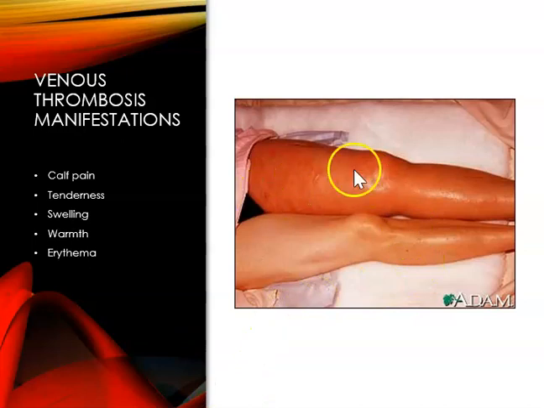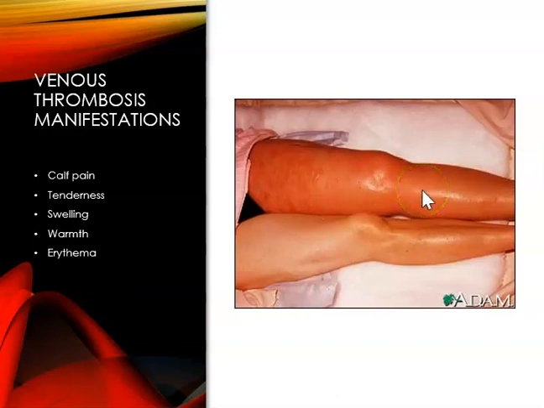DVT manifestations, and you can see this picture shows a really good example of that. They're going to have some calf pain, and that's usually occurring when ambulating. It can be described as tight, dull, or aching pain. The blood clot triggers an inflammatory response that creates tenderness, swelling, and warmth, as well as redness. So your patients are going to be very tender. They may also have some cyanosis present on the affected extremity, or even some edema, as we see in this case.